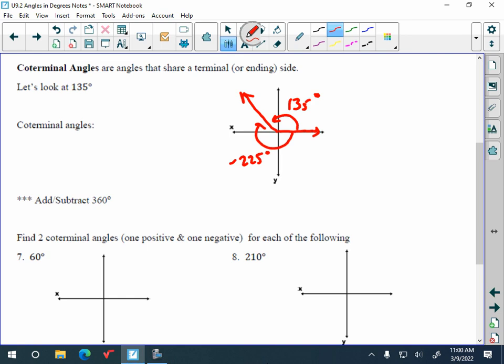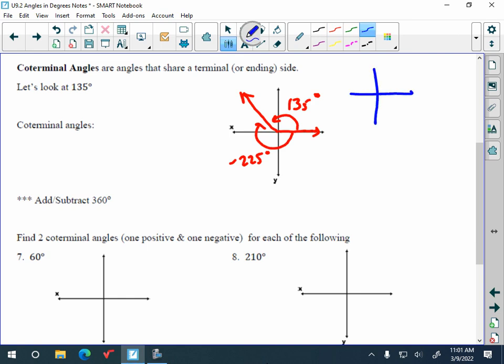Okay, so I drew in the 135. If I want to find a coterminal angle, I can draw another angle in here that starts and ends at the exact same spot as this positive 135. It's just going to go in the negative direction. So this angle, negative 225, starts and ends at the exact same spot as 135. You see how this angle looks exactly the same as this angle, it's just the direction arrow is the only thing that's different. All right, so this is why it's important to understand how directions work.